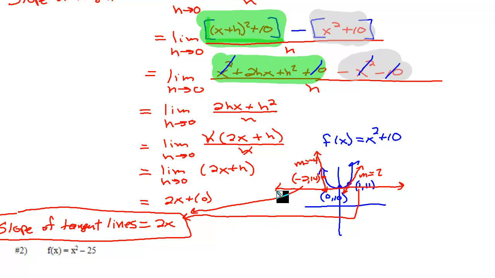What about this horizontal? Obviously a horizontal is going to have a slope of 0. But let's show it algebraically. If you put 0 into the slope formula, 2 times 0 is 0. Slope is 0. This literally will give you the slope of any line that is tangent to this curve. That's what we're doing in this whole section.